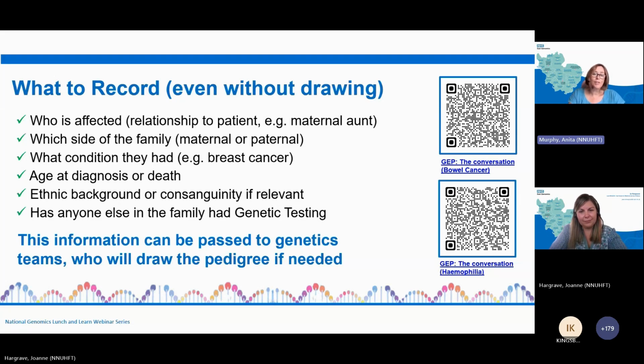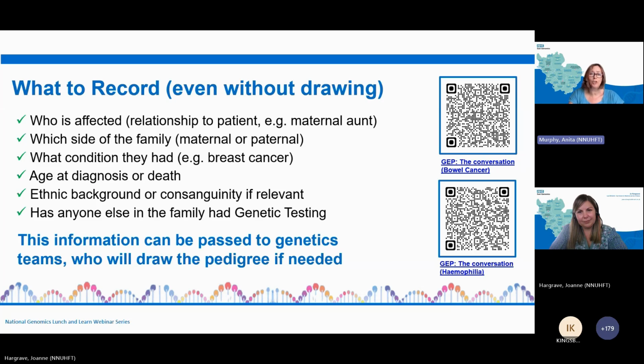Who is affected? So what is their relationship to the patient? Which side of the family do they come from? It's really important to highlight and clarify which side family members are from, such as maternal aunt or paternal grandfather, particularly when we're using terms such as cousin or aunt. What condition do they have? So for example, could it be breast cancer? Is it sickle cell? Is it muscular dystrophy?